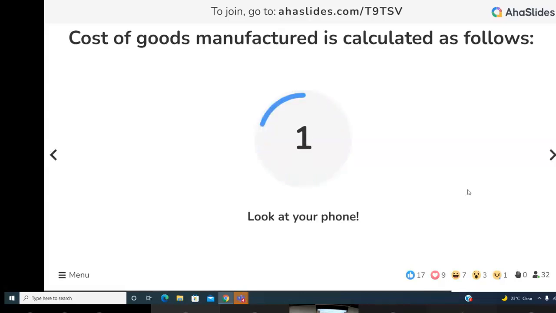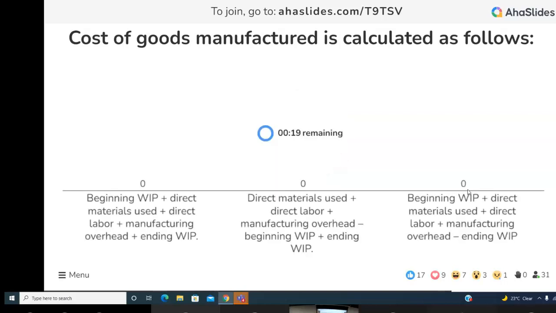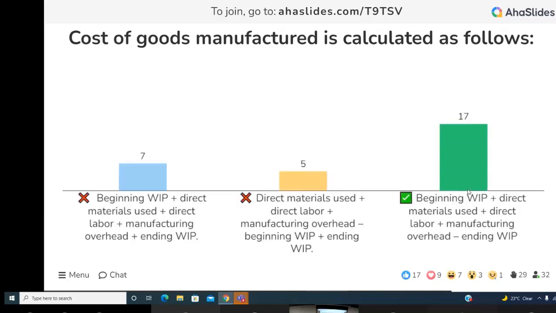Cost of goods manufactured is calculated. Now we're talking cost of goods manufactured this time, not the cost of goods sold. Cost of goods manufactured is calculated as beginning work in process plus direct material plus direct labor plus manufacturing overhead plus ending; or with direct materials used, direct labor, manufacturing overhead minus beginning plus ending; or beginning with direct materials, direct labor, manufacturing overhead minus ending work in process. Very good. Any questions?